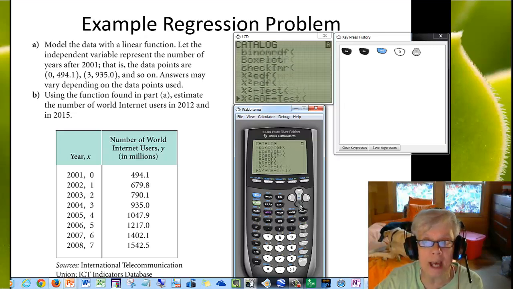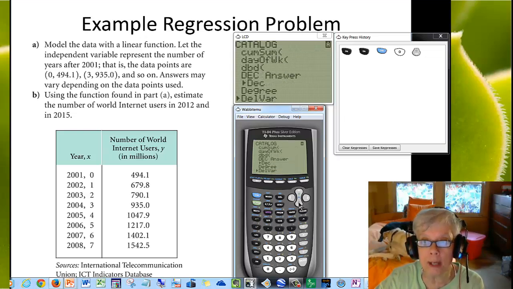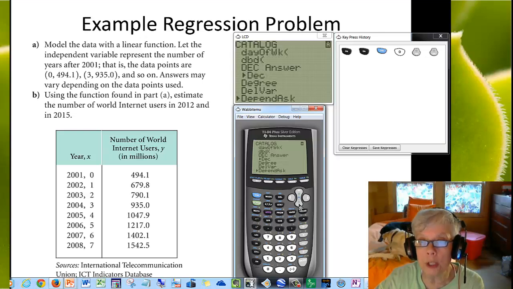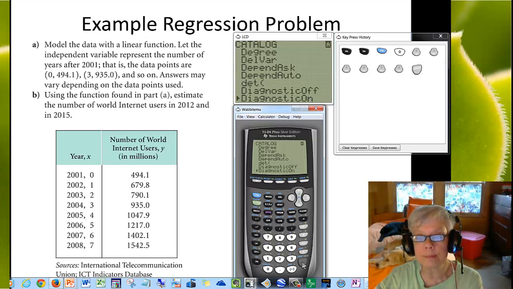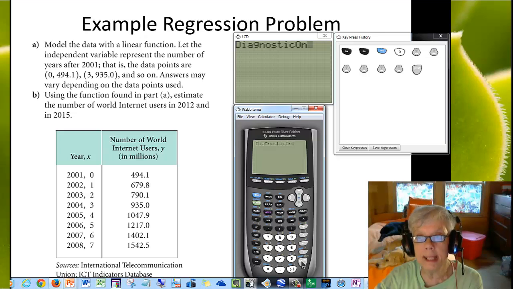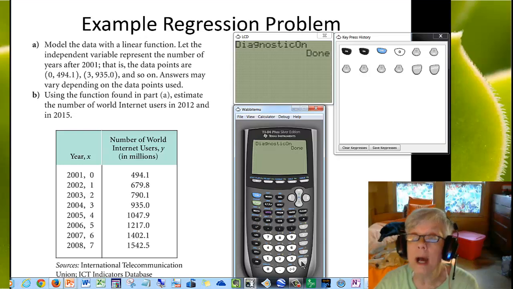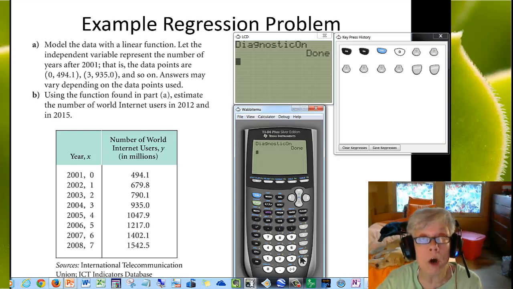And now I'm going to push my down button and go down, down, down. I'm going to go real fast until I hit the D's, and then I'm going to slow down because I'm looking for a word that starts with D. In particular, I want diagnostic on. Once you have your arrow key next to diagnostic on, I want you to hit the enter key and hit it again. Now, you've just turned your diagnostics on.